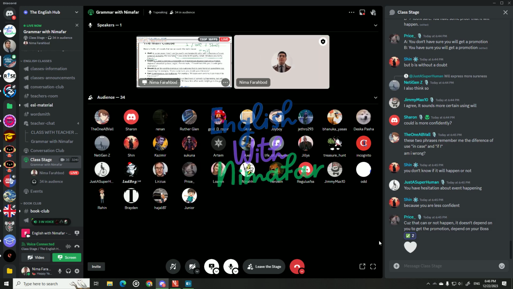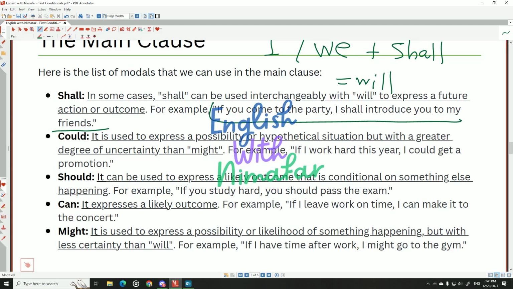So the point is, it doesn't depend on you. Thank you for saying this. It depends on some external side effects, external things, we can say: your boss, colleagues, your opponents, many things.